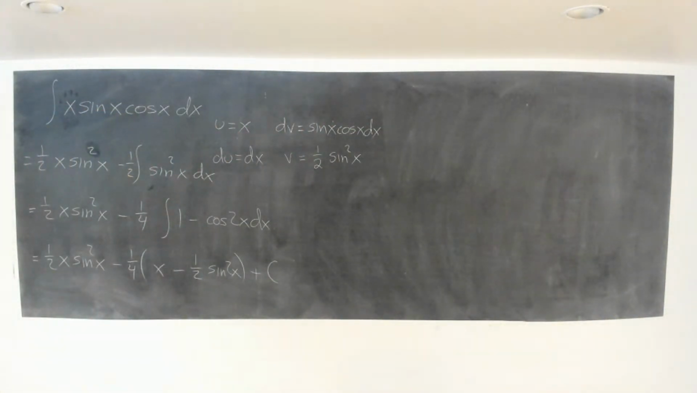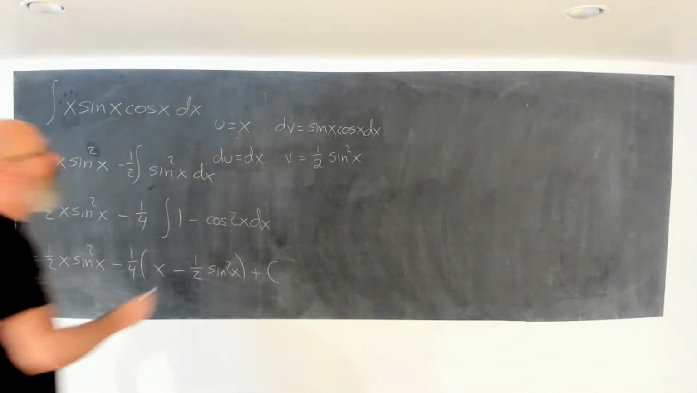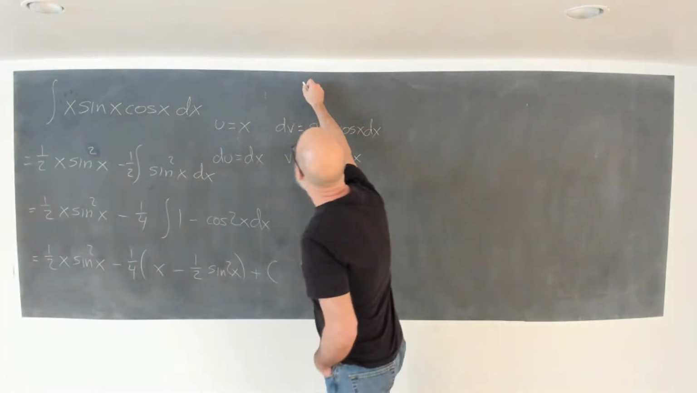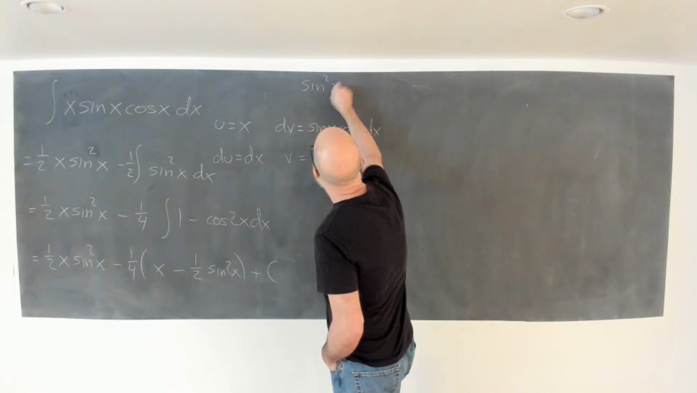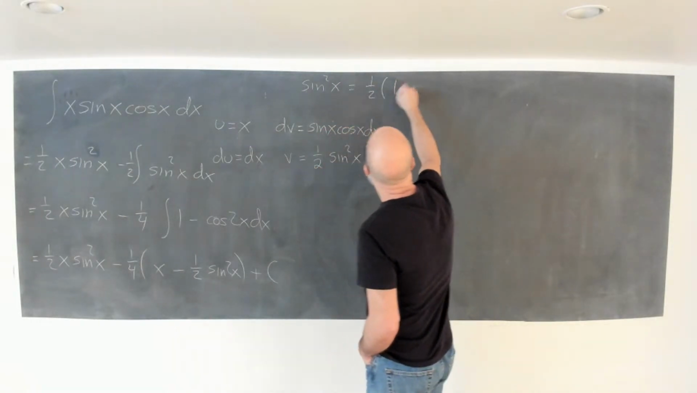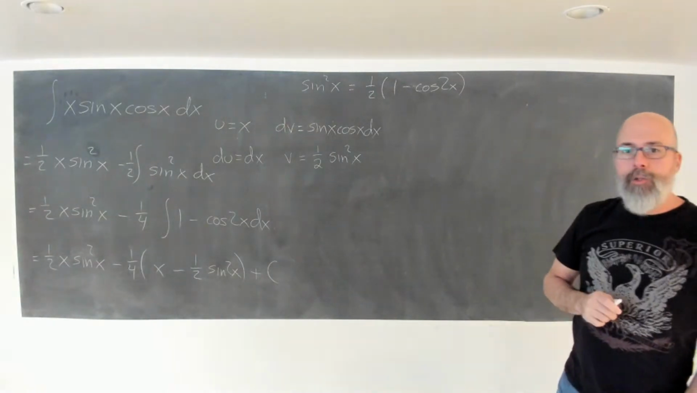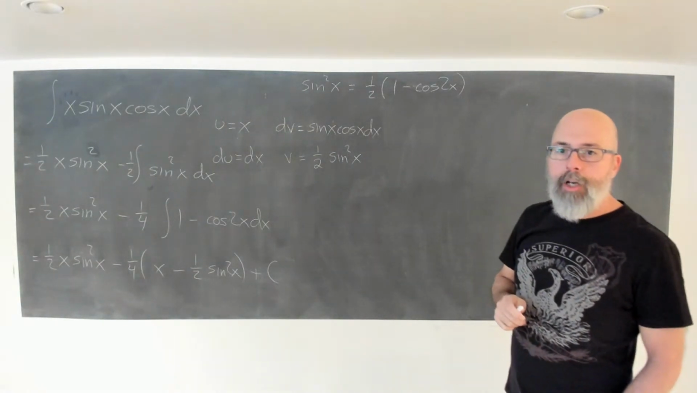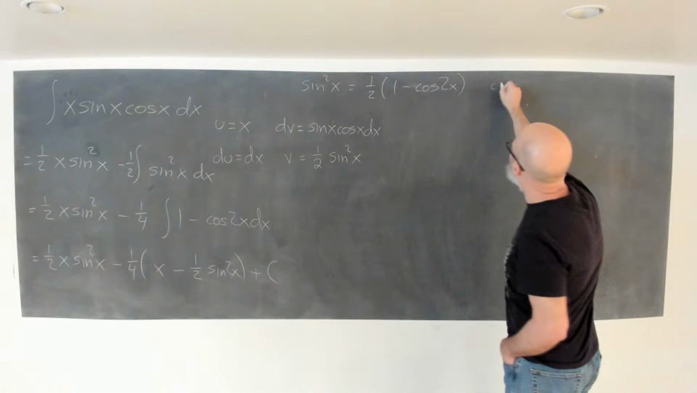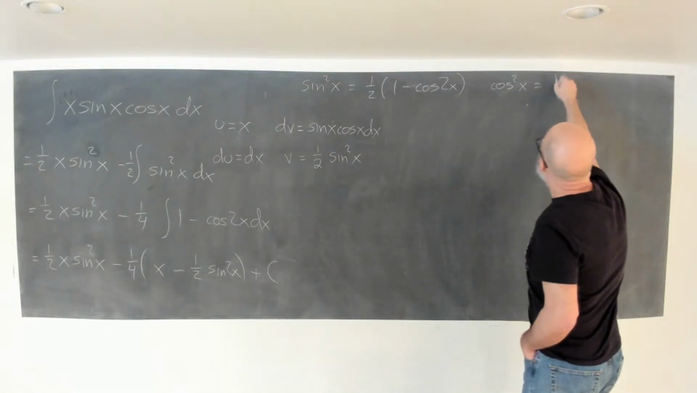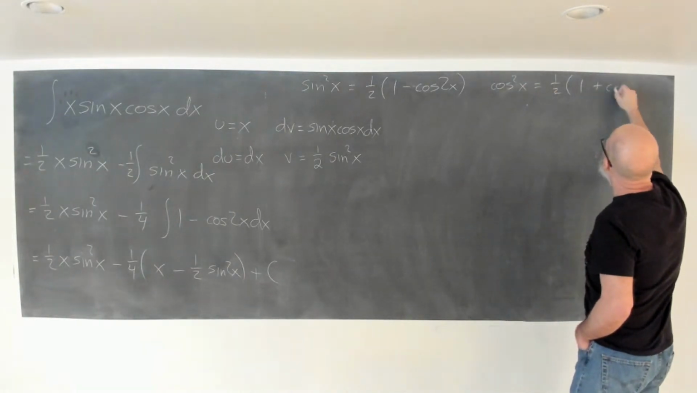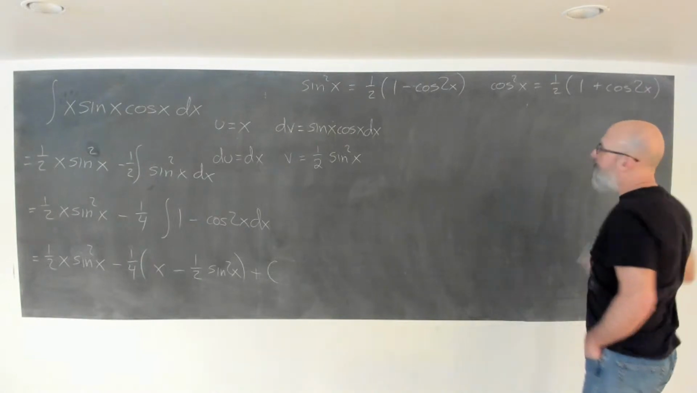What do we do to sine squared? We use the half angle identity. Sine squared x is 1/2 times 1 minus cos 2x. This is what we use to integrate sine squared, and we have a similar one for cosine squared. Cosine squared is 1/2 times 1 plus cos 2x.